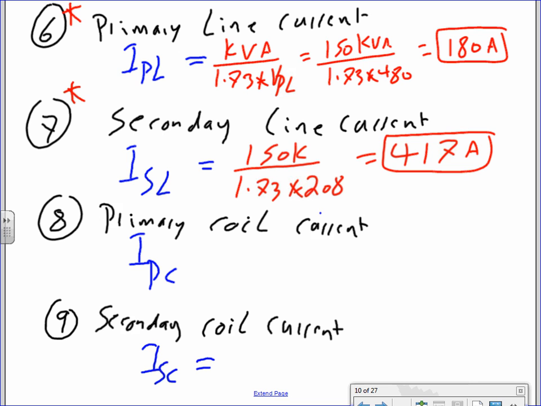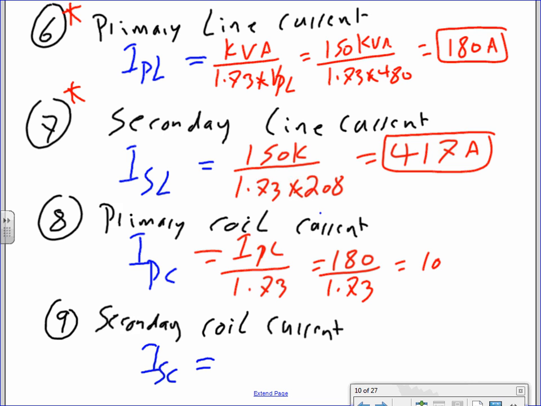Primary coil current, guys. You remember that we said I primary line divided by 1.73, right? The coil current. 180 divided by 1.73 gets me a healthy primary coil current of 104 amps. Each coil is going to be carrying this.